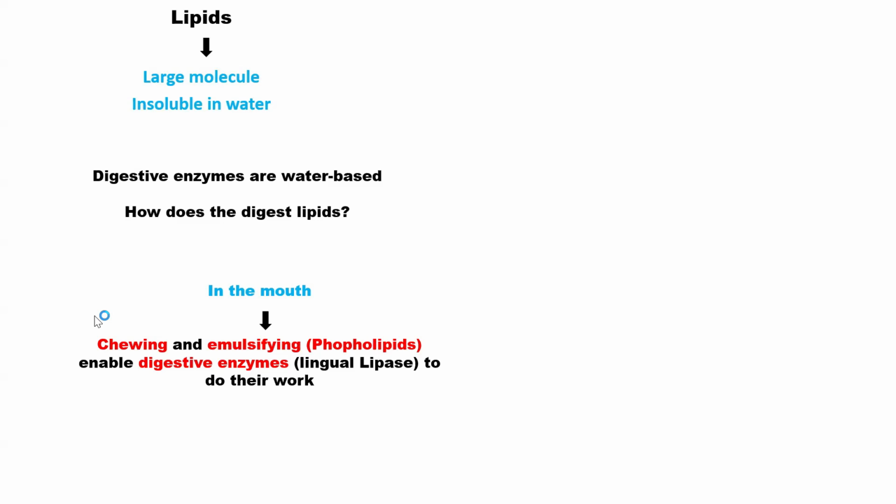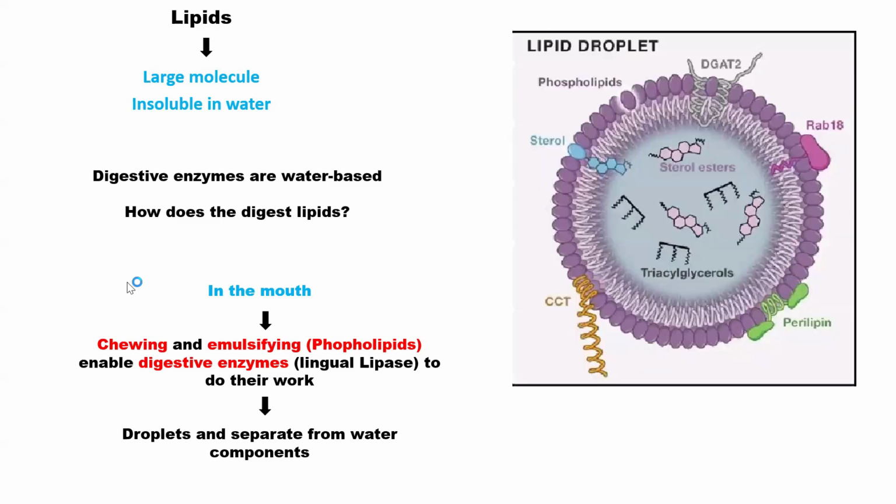So chewing and emulsifying phospholipids enable the digestive enzyme in the mouth, called lingual lipase, to do its work. And when lingual lipase, together with chewing and emulsification, works, lipid droplets will be generated, which separate the water-soluble component from the water-insoluble component. So at the end, we'll have something like a lipid droplet.